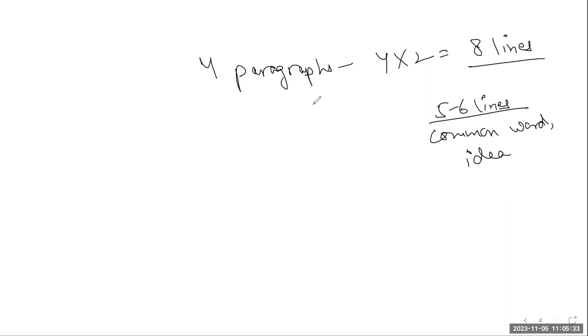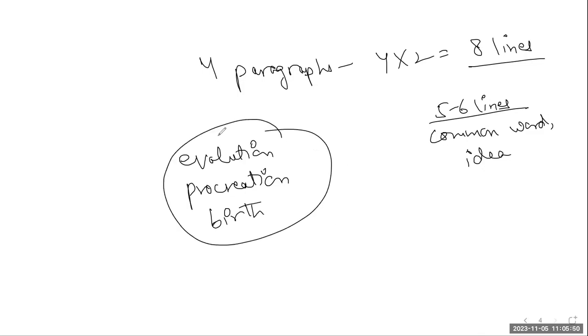So it's possible that in one of the lines, he will use the word evolution. In another line, he can use the word procreation. In another line, he can use the word birth. So whether he's using evolution, procreation, or birth, the idea is the same.